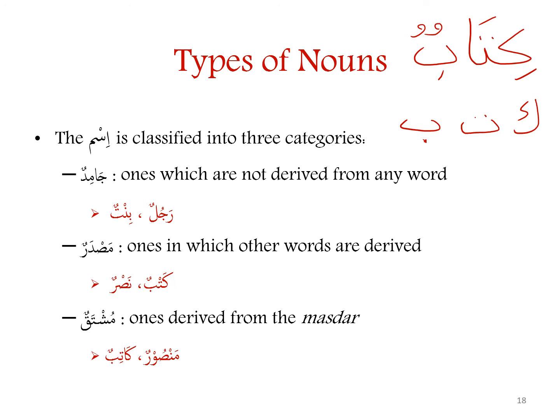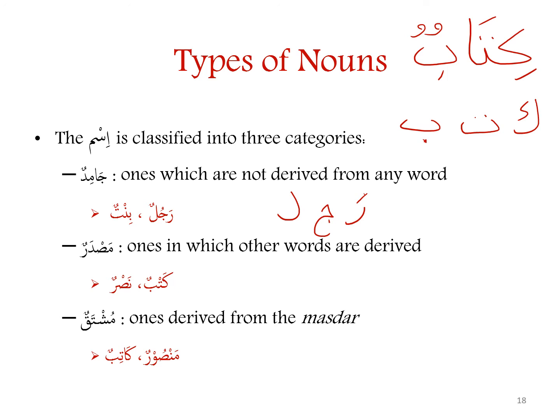However, some words like rajulun, so rajulun, ra, jim, and lam is not the three root letters for this word. So some words like this, or bintun, it's not derived from the root letters or root word. It's just the way we take the word as it is, like a sight word. Whereas masdar, these are words, ones in which other words are derived. So like the example I gave was katbun, nasrun. So from these letters, kataba, over here, nun, sad, and ra, we can derive different, the root has a certain meaning, and we can derive different shades of that meaning depending how we structure the words.